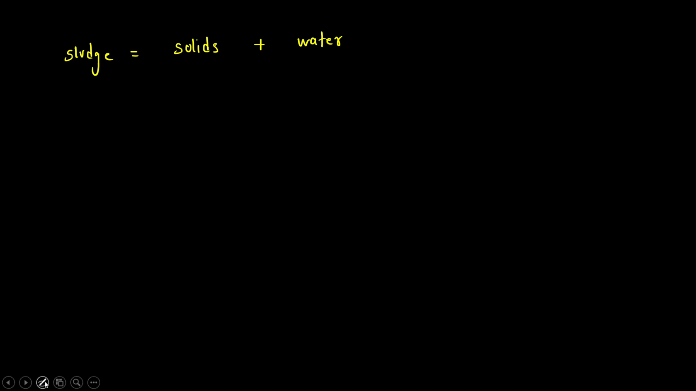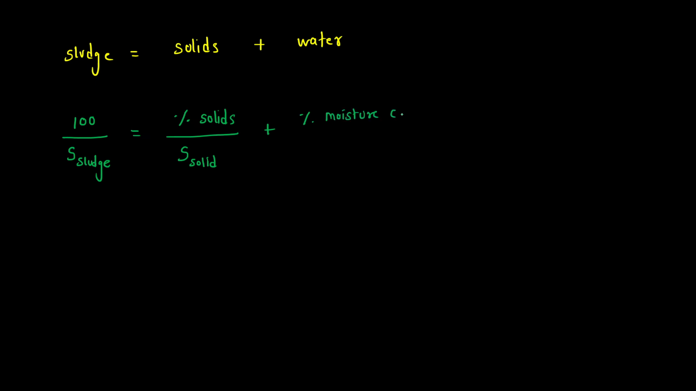If you want to write one equation, we have to write it in terms of percentages. Then it will be 100 divided by the specific gravity of sludge is equal to the percentage of solids divided by the specific gravity of solids, plus the percentage moisture content divided by the specific gravity of water.